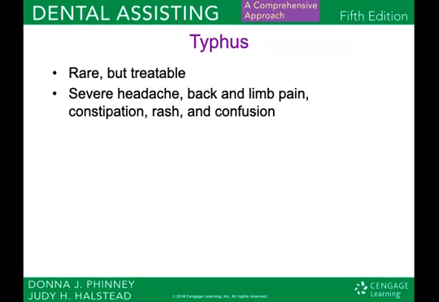Typhus is another rare but curable or treatable disease. It can cause severe headaches, back and limb pain, constipation, rash, and confusion. This again can be treated by antibiotics.